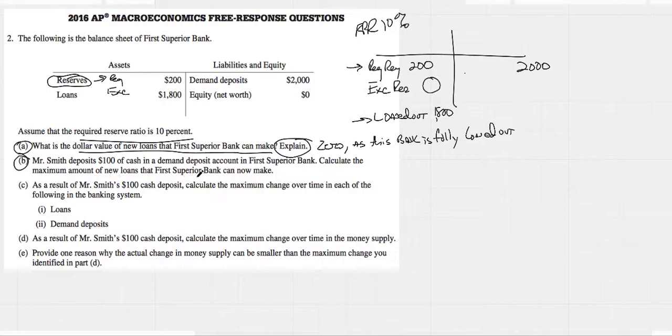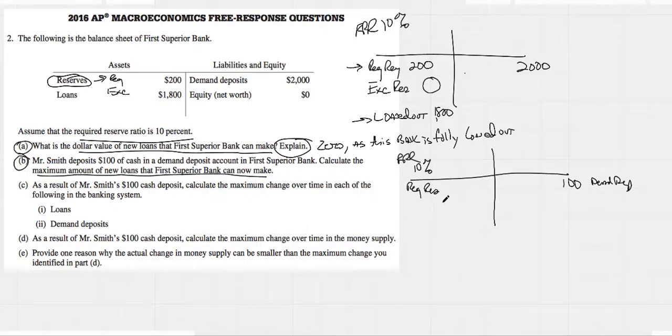All right, Mr. Smith deposits $100 of cash in the demand deposits in First Superior Bank. Calculate the maximum amount of new loans that First Superior Bank can make. So, Mr. Smith puts $100 in the demand deposits. Now we know our RRR is 10%, so out of $100, 10% is obviously $10. That would go in required reserves. The rest would flow into excess reserves, or $90. So the maximum amount of new loans that this bank can make is $90.